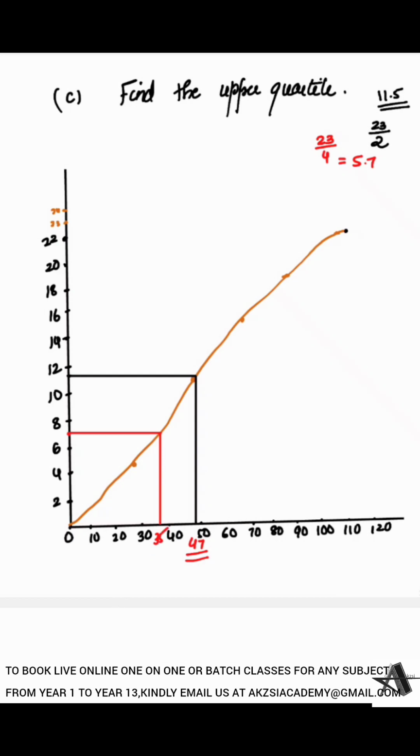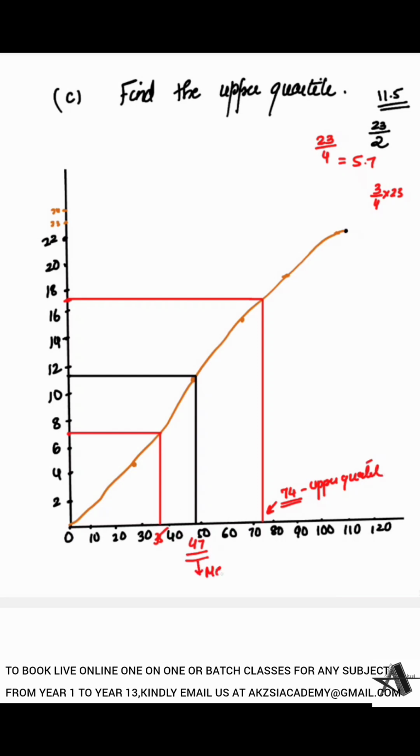For upper quartile it would be 3/4 of it. So 3/4 of 23, let's say 17. So 17 would be here. Draw the horizontal line and draw the vertical line. So this would be somehow 74. So this will give you upper quartile.